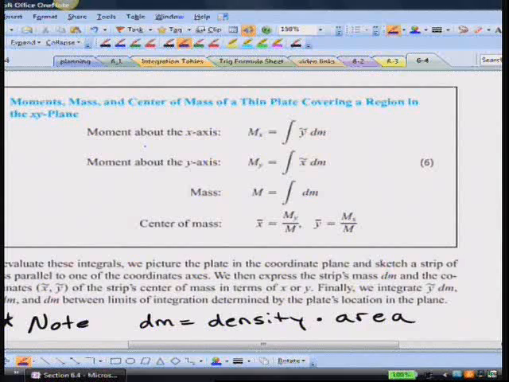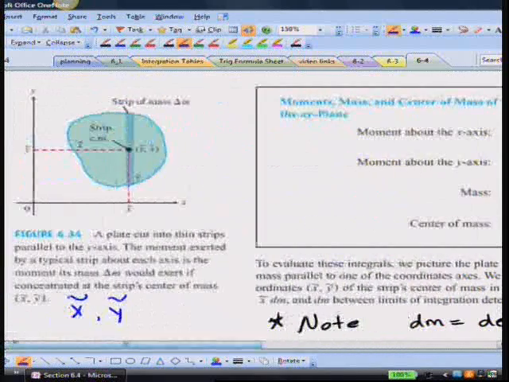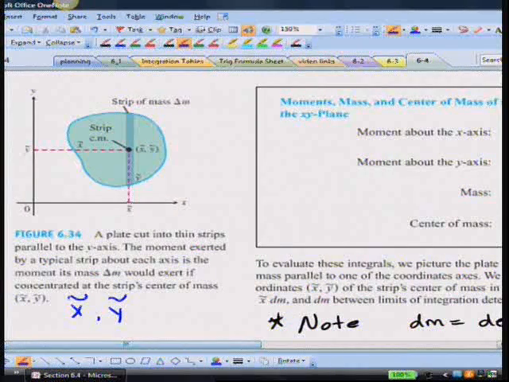What's going to be different now is you're going to have a moment about the x-axis and a moment about the y-axis, because you're going to be getting an x and y coordinate. Now the mass itself, you're just going to have one calculation for the mass, but the center of mass is going to have an x and y coordinate.